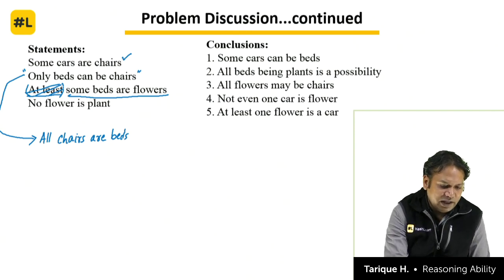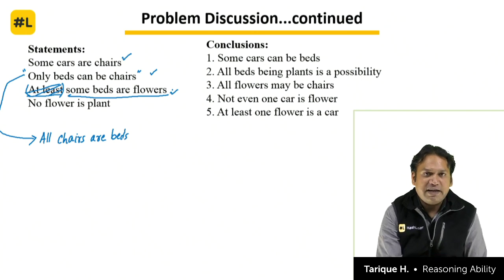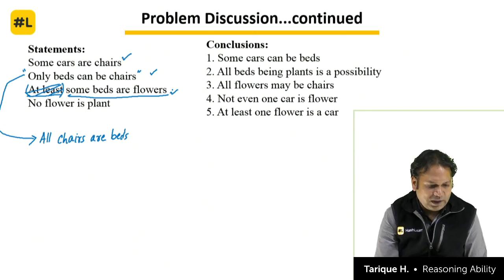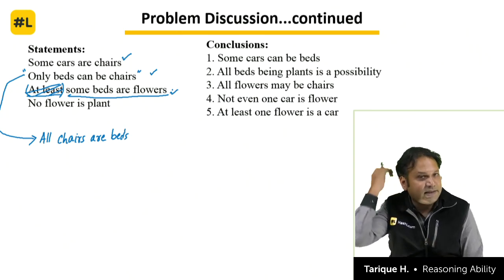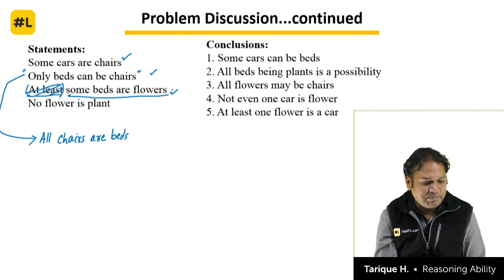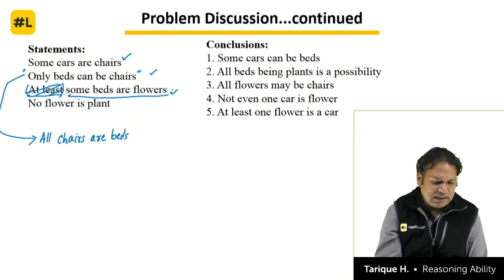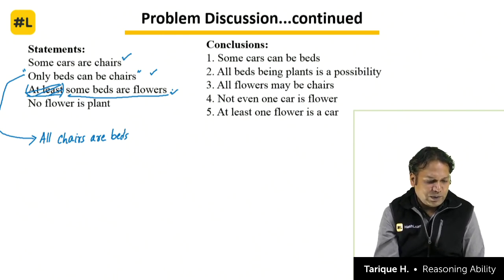So, two variations were there in the second statement and the third statement. The second statement is a variation that many people don't know, that only beds can be chairs actually means that all chairs are beds. The third variation was very simple, at least some beds are flowers is nothing but some beds are flowers. So, let us make the diagram for this particular question.